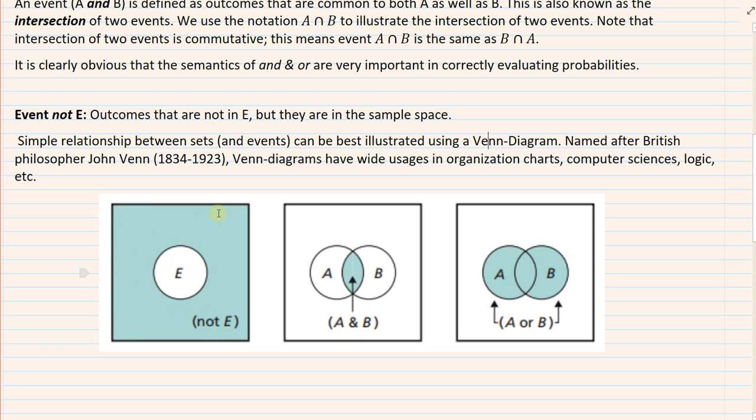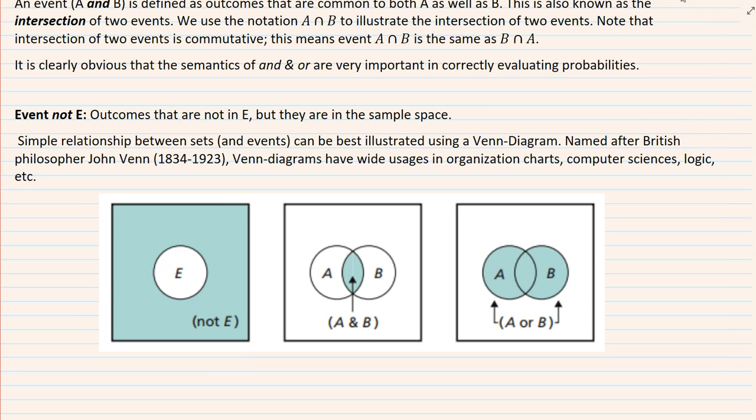The box you're looking at, this square box, is the sample space. That is like the universe that we're looking at. And the one in the middle shows you A and B. That would be the intersection of the two sets in this case.